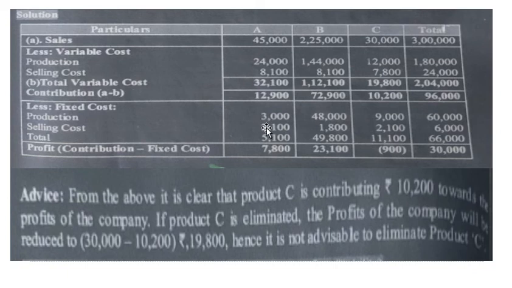So when we add up your total fixed cost, for A you will be getting 5,100, for B 49,800, for C you will be getting 11,100. So now we have got a fixed cost. From a total contribution we will minus fixed cost to know our profit. As per the calculation which is done by the manufacturing industry, they have got the same answer. Profit for A it is 7,800, for B 23,100, for C it is 900 as a loss. So the total profit what the company is earning is 30,000.